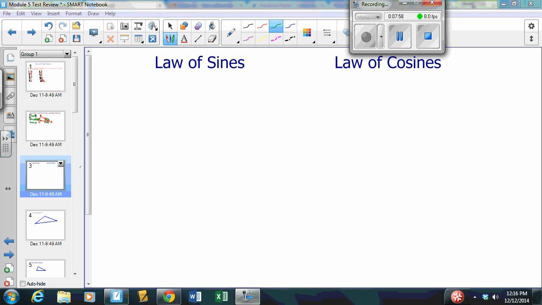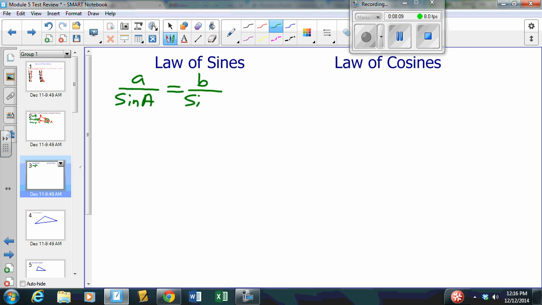Okay, so here's the law of sines. Law of sines goes like this. Side a over the sine of angle A equals side b over the sine of angle B equals c over the sine of angle C. Now, you notice that you see two equal signs up here. It's showing that all those three things are equal.